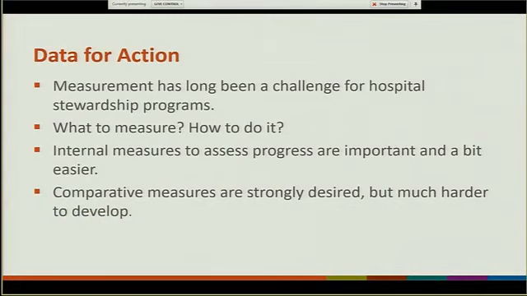Antibiotic use measurement has long been a challenge for hospital stewardship programs. The questions typically are what to measure and how to do it. Internal measures, where a facility is measuring internally for its own use to assess progress, are important, and it's a bit easier because they can just use their own internal methodology standard. Comparative measures are strongly desired, but are much harder to develop in terms of standard methodology, infrastructure, and technology.